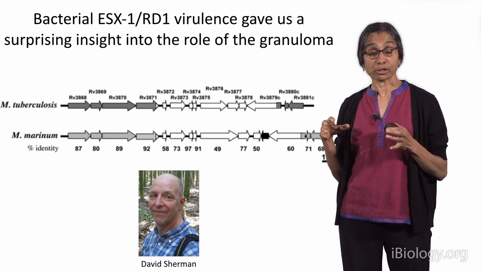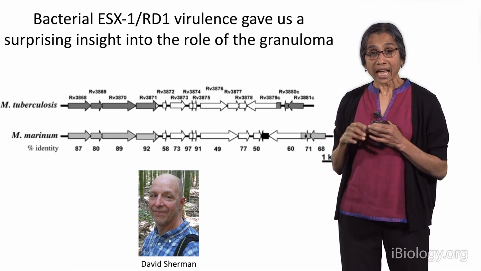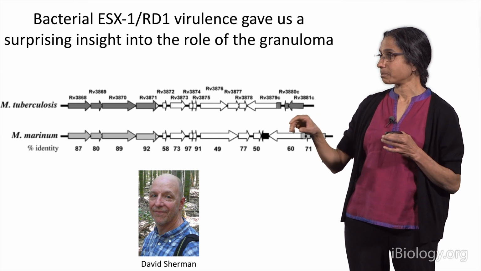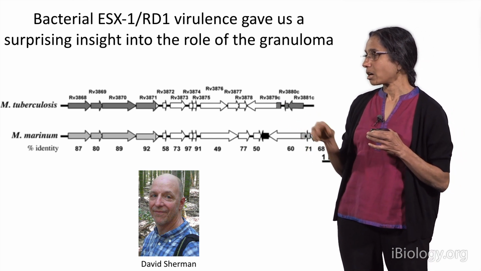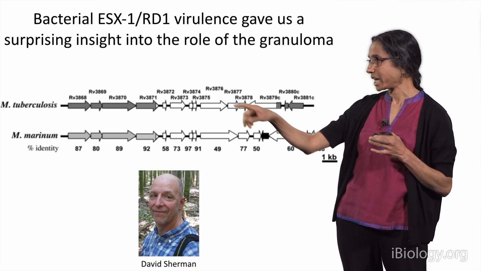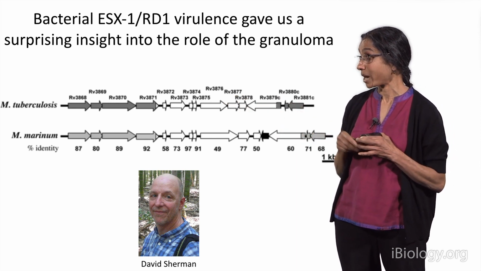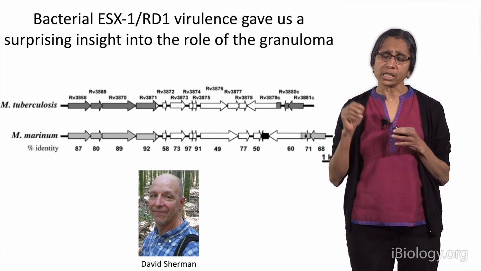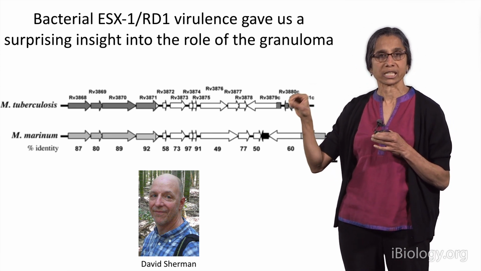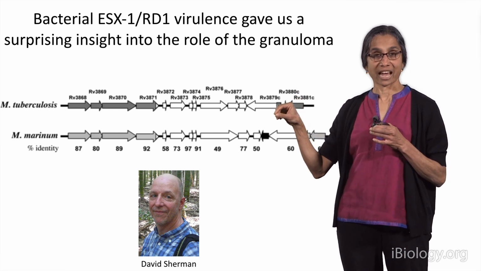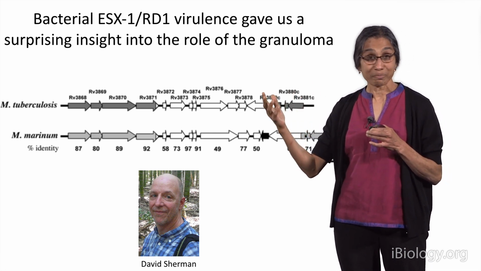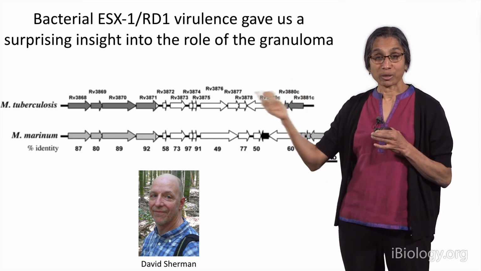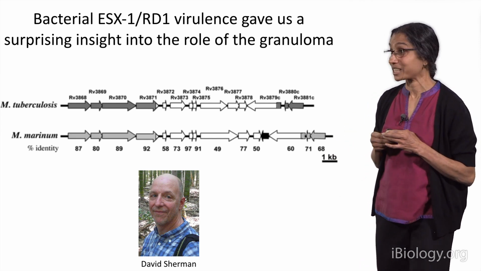People have been searching for virulence determinants in Mycobacterium, and one exciting discovery was that a specialized secretion system called the ESX-1 or RD1 locus, which I've shown in white in that top panel, the white genes in the top panel, were involved in virulence. And this was very exciting because it turns out that this was the locus that was missing in the attenuated vaccine strain BCG that was made by serial passage in the 1920s, and now we finally knew the molecular basis of its attenuation.